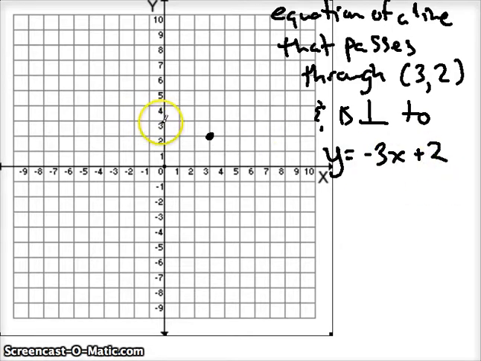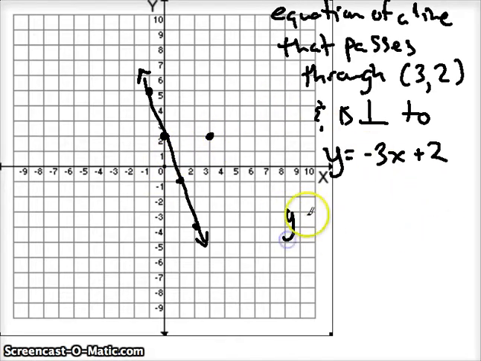Well, let's graph that one again. Start at 2 and go down 3 over 1, down 3 over 1. And let's do it in reverse here. Over 1, up 3. So we get a nice image of what we're trying to make perpendicular. So it should be something like this. Perpendicular to that should be something like that. Let's see if we can do it.